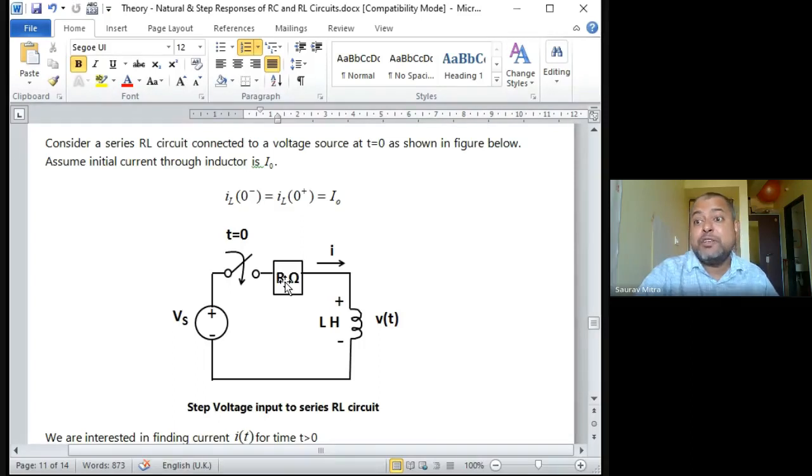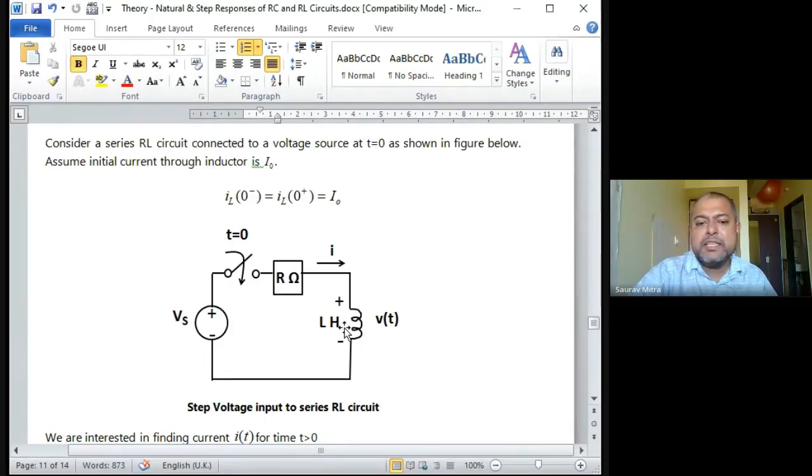What is meant by natural response? The same thing will be applicable for step response as well. So first, it's an LR circuit or it can be an RC circuit, whatever, and this is connected, so the circuit is closed. I am giving some supply for a certain time, maybe 5 minutes, 10 minutes, whatever.